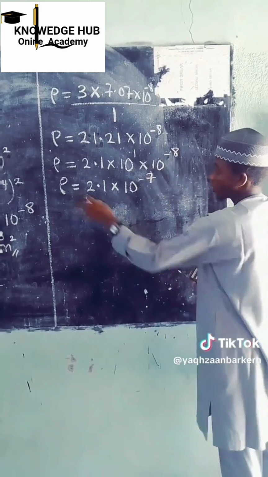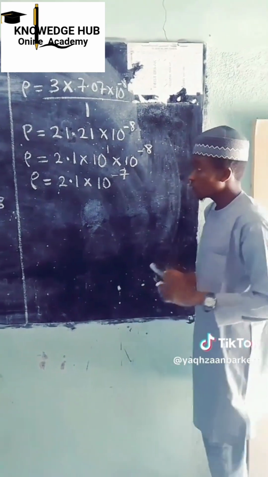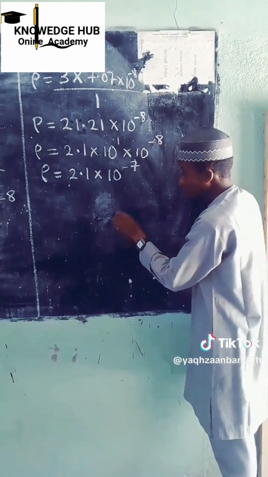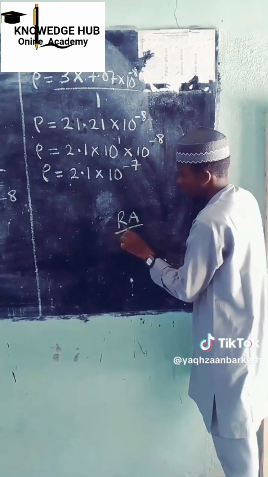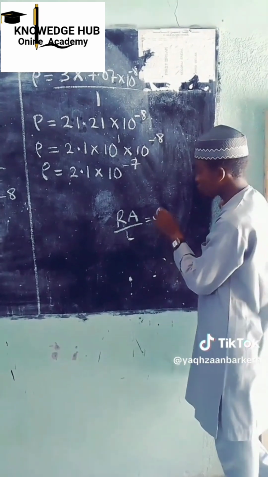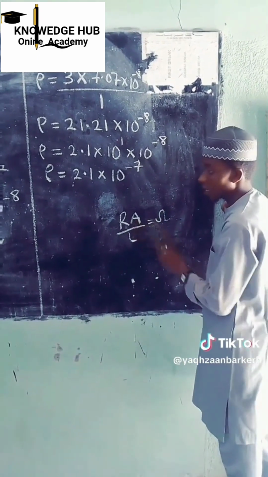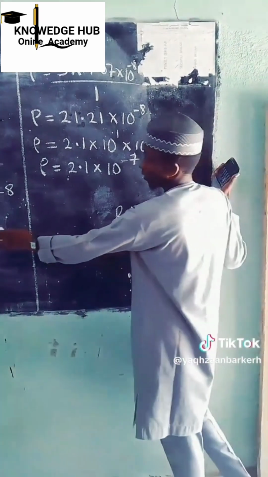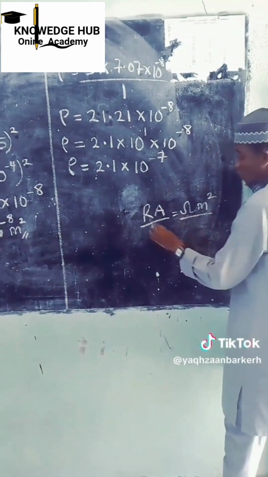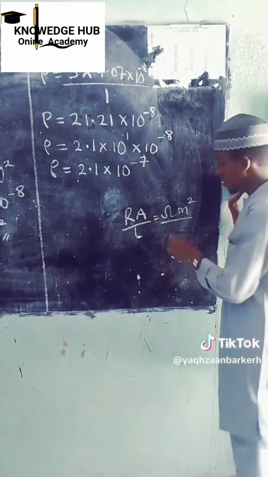Also, for the unit of resistivity, we are going to follow the formula. The formula is RA all over L. This R is resistor, and the unit of resistor is ohms. This A is area, and the unit of area, as we can see, is meter squared. So I am writing meter squared here, all divided by this one, which is length, and the length unit is meter.